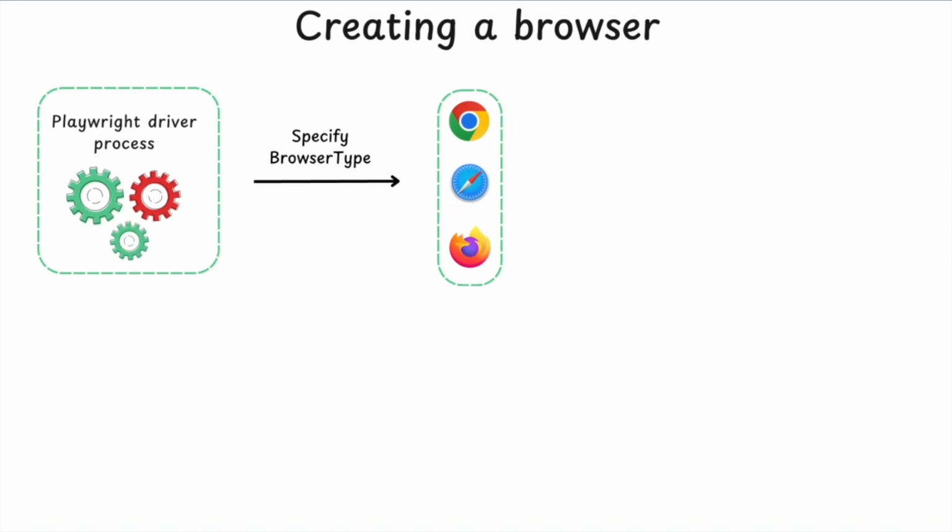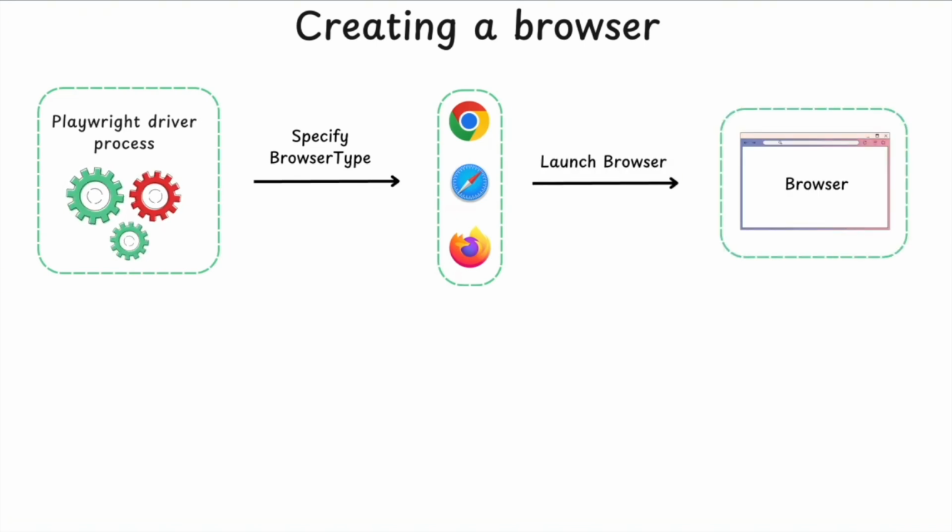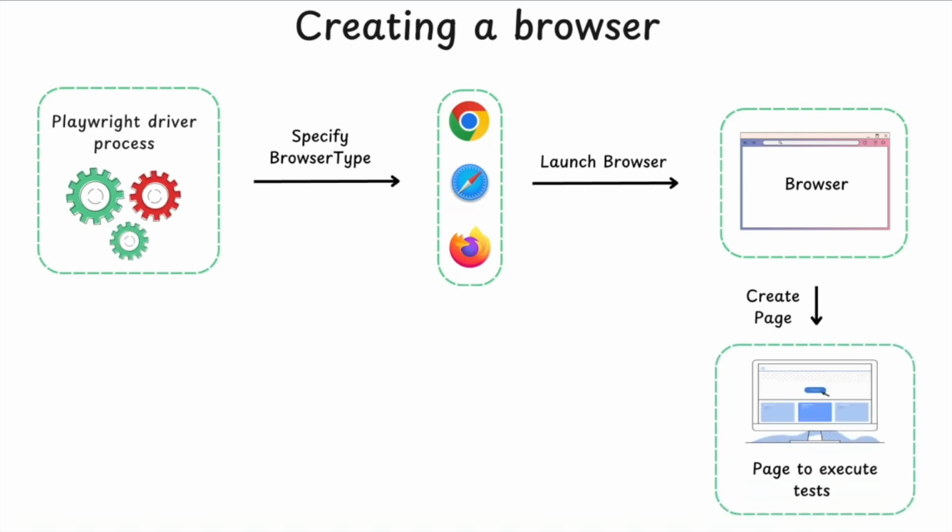And in Playwright, there are actually three types of browsers available to us. There's Chromium, aka Chrome, Firefox, and WebKit that we use to launch Safari. This browser type object has a launch method that we can then use to create a browser object. With this browser object, we can create a page that we will then use to test our web application.